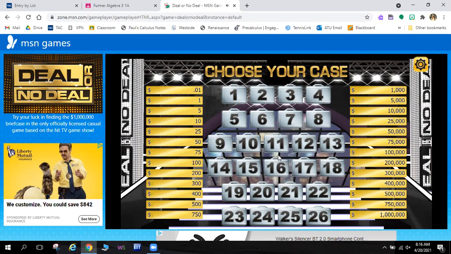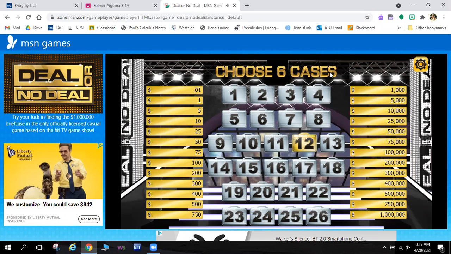So the first thing that you have to do is you choose what case you want. So that's the case that you think has the $1 million in it. It's obviously, there's not a huge chance that you can pick that just by guessing, but you just choose whatever case you want. I chose case number 12. So that's my case for the entire game until I decide to give it up.